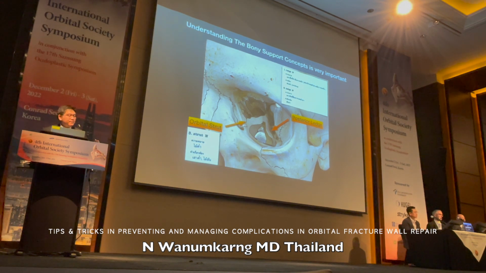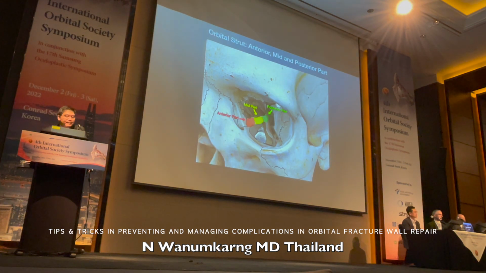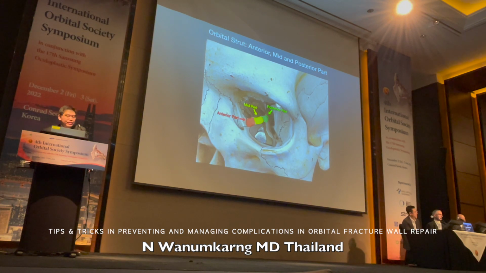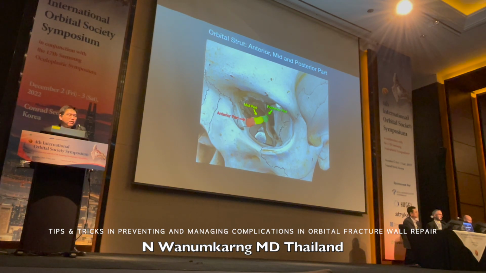If you are a beginner, you have to know and understand about the orbital strut and the posterior ledge. For the orbital strut, we divide it into three parts. The front part is the anterior part, which is a very strong part. The mid part is the most fragile one. And the posterior part is part of the orbital process of the palatine bone.